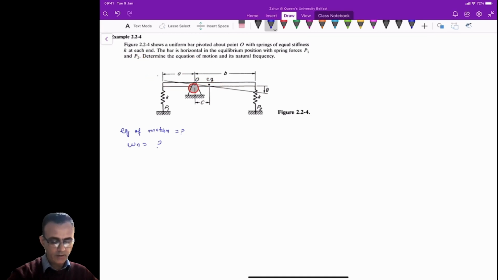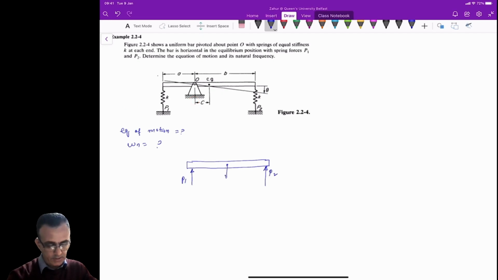now first in the equilibrium position, so if you consider this in the equilibrium position without giving any vibration here, there will be some force here, which is P1, and there is a force here which is P2, and the center of gravity is here, so the mg will be in this direction here. So this is the free body diagram in this case here.